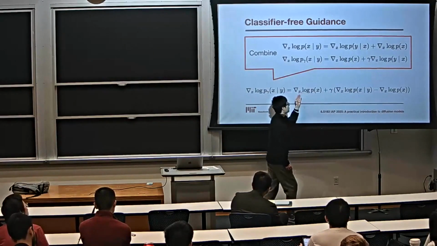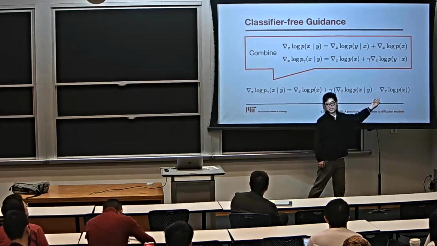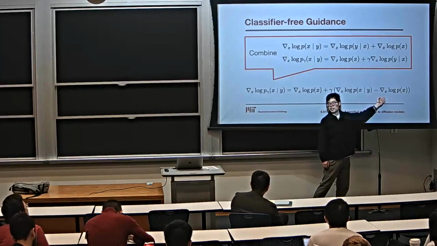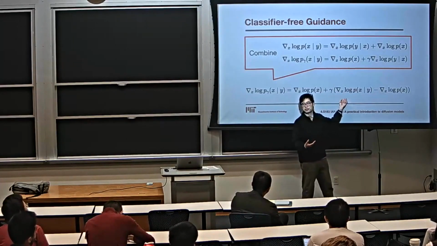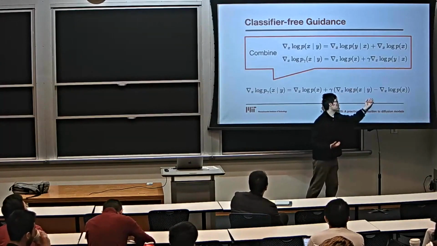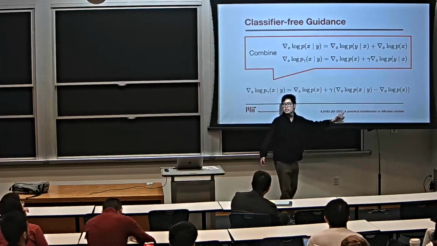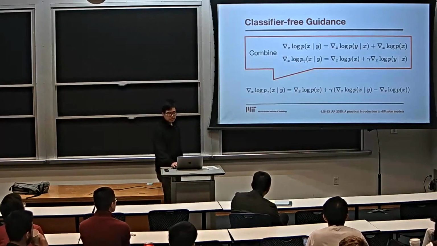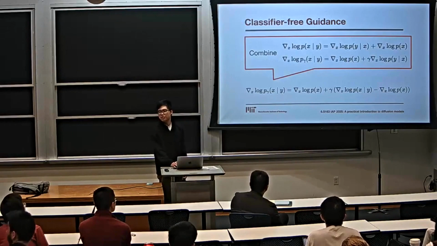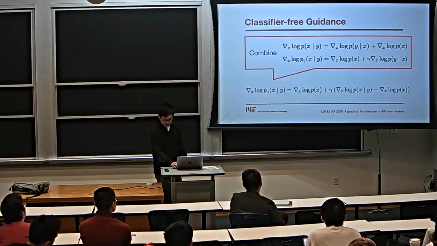Remind yourself, this used to be the classifier guidance, the classifier gradient, right? And now we say we want to get rid of it using a previous formula from Bayes' rule. And now we just replace it with p(x|y) and p(x). Is everybody with me? I saw some confusing faces. But this is really just combining the formula and rewriting things together.